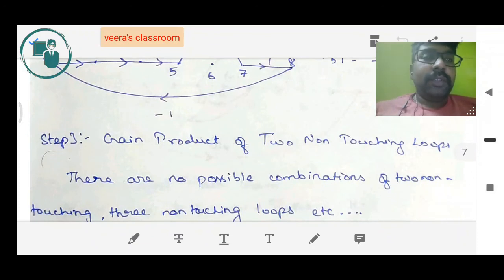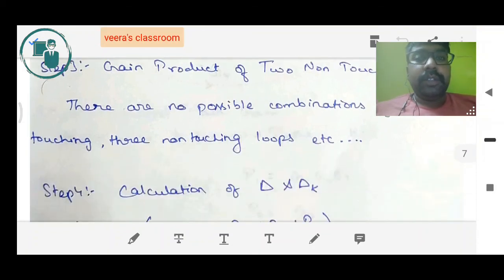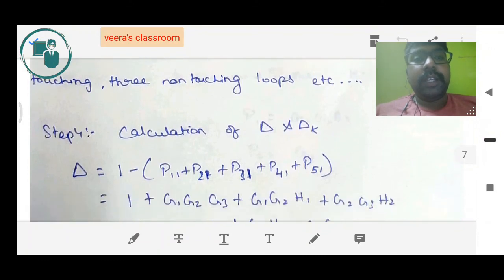Since we do not have two non-touching loops, most easily we can write it as there are no three non-touching loops also. So step 3 is nothing. We have to write there is no possible combinations. What is step 4? It is calculation of del and del k. So del is equal to 1 minus summation of individual loop gains. So it is 1 minus P11 plus P21 plus P31 plus P41 plus P51.